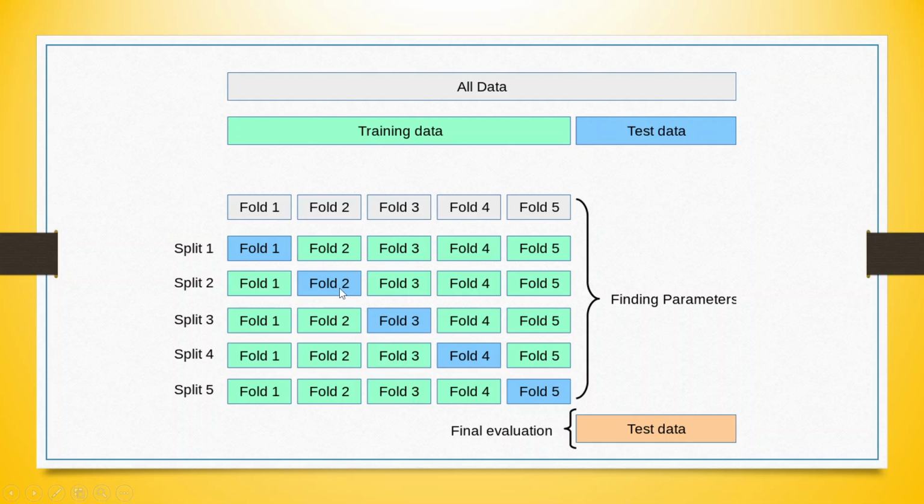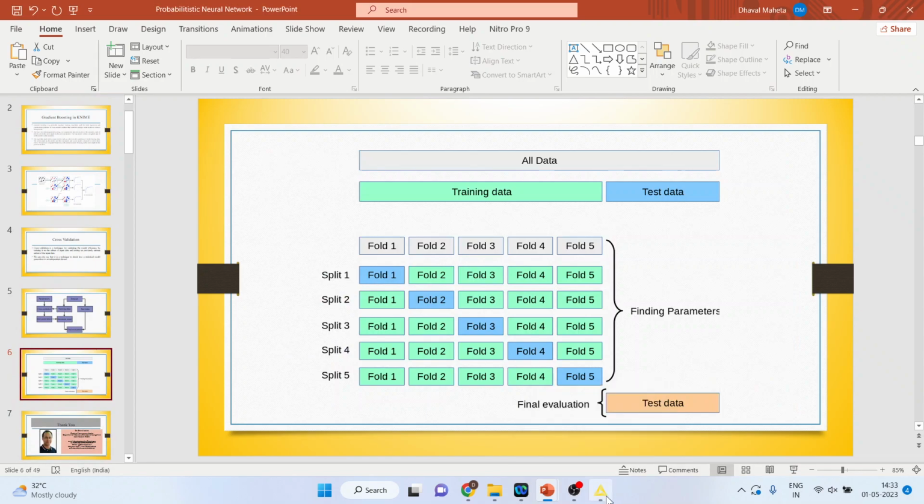In split 2, fold 2 becomes the testing data and the remaining becomes the training data. Fold 3, testing, the remaining becomes the training data. This will be iterated a number of times and we'll find out the best parameters. These best parameters are used for final evaluation of the testing data. Now let's see how we can do the cross validation in KNIME.